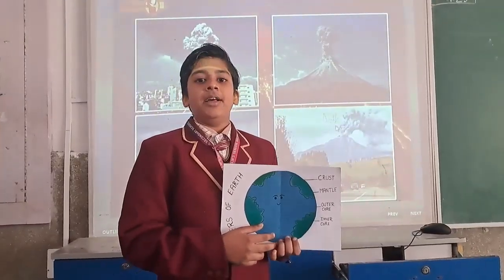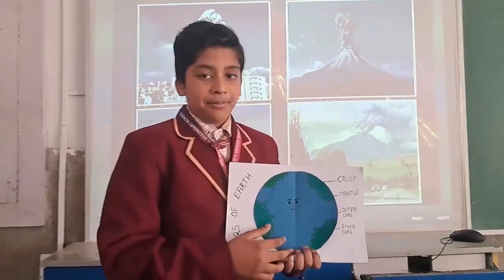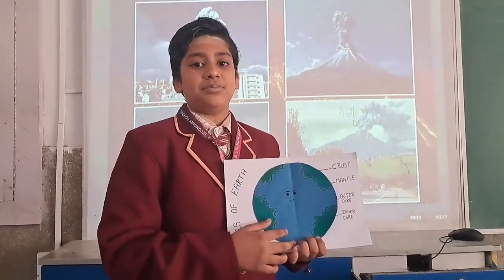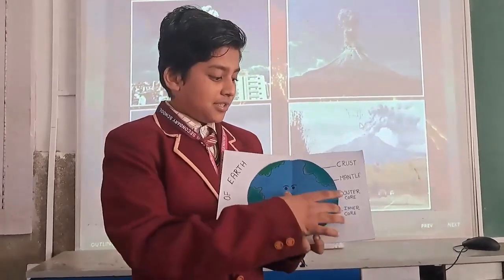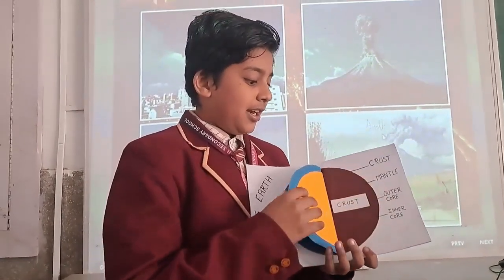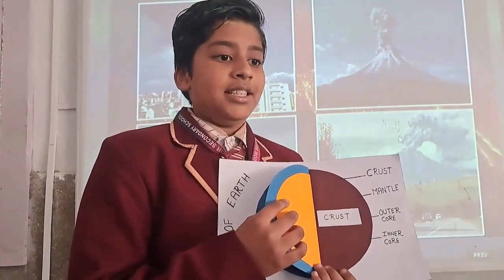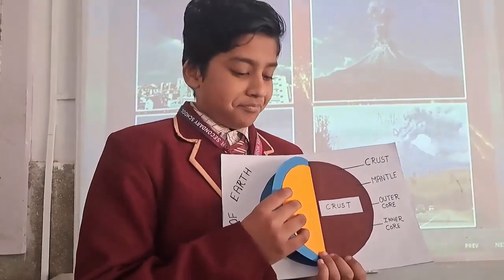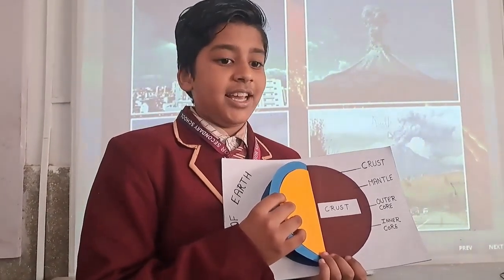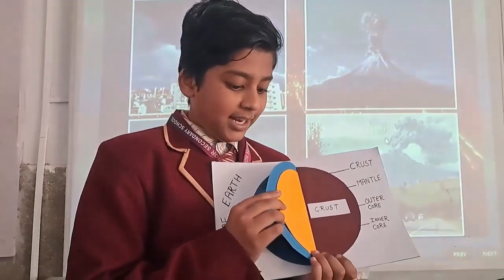Good morning everyone. Myself Ayush Agarwal. I am from 5th World. This is my science project. My project is layers of the earth. First one, crust. The earth's crust is the thin outermost layer. This layer is made up of rocks. The thickness of this layer is 5 km under the ocean and 70 km under the land.